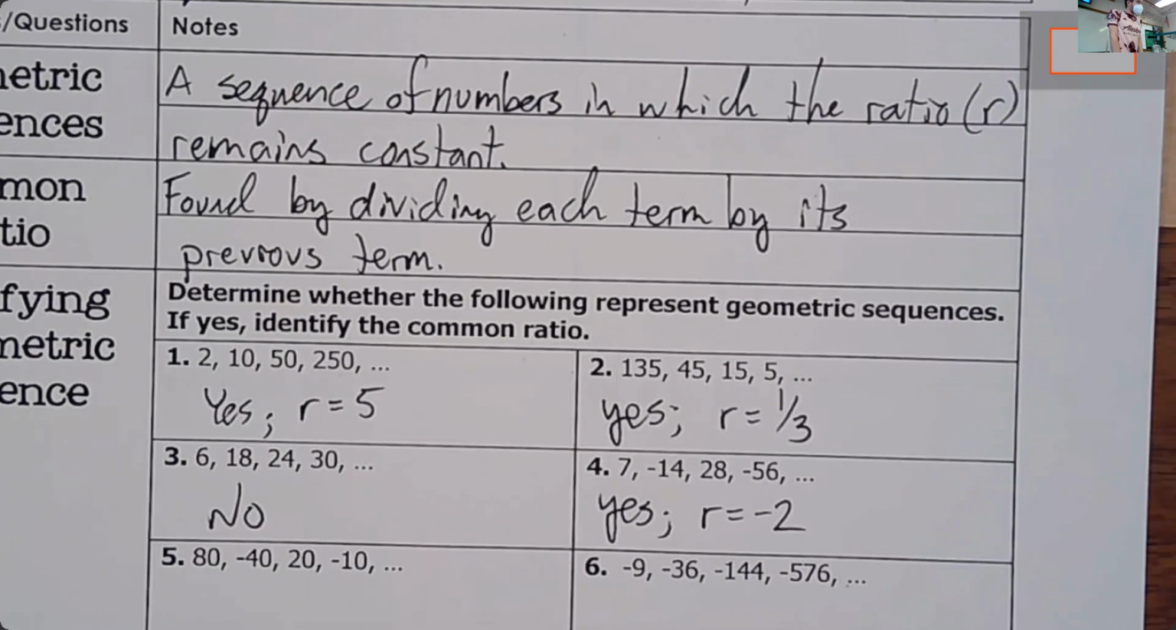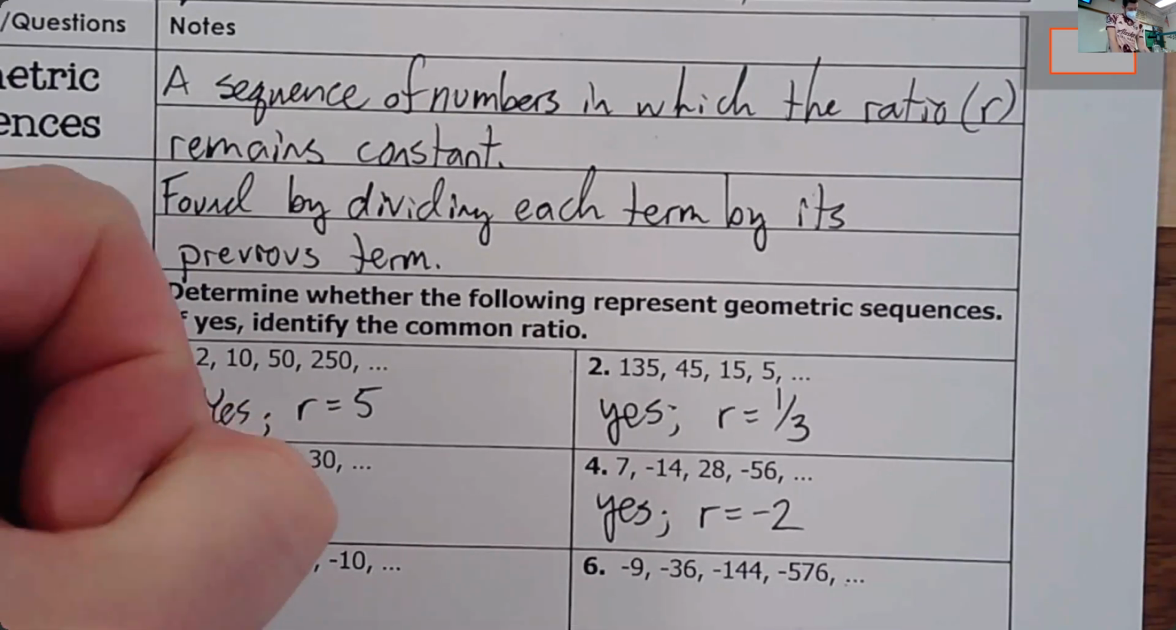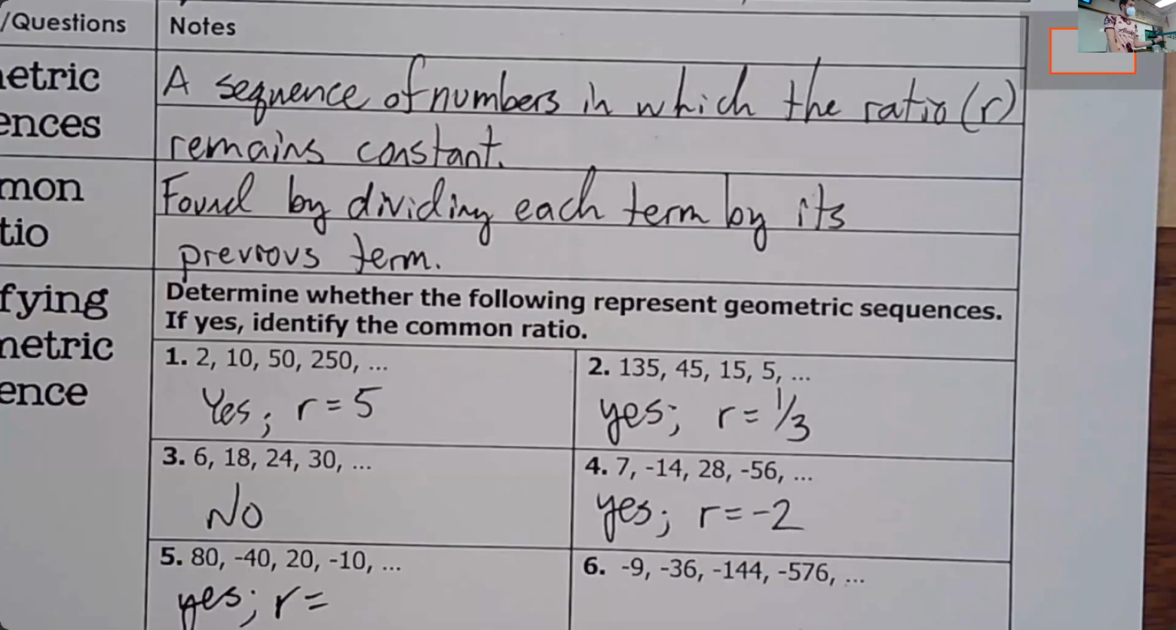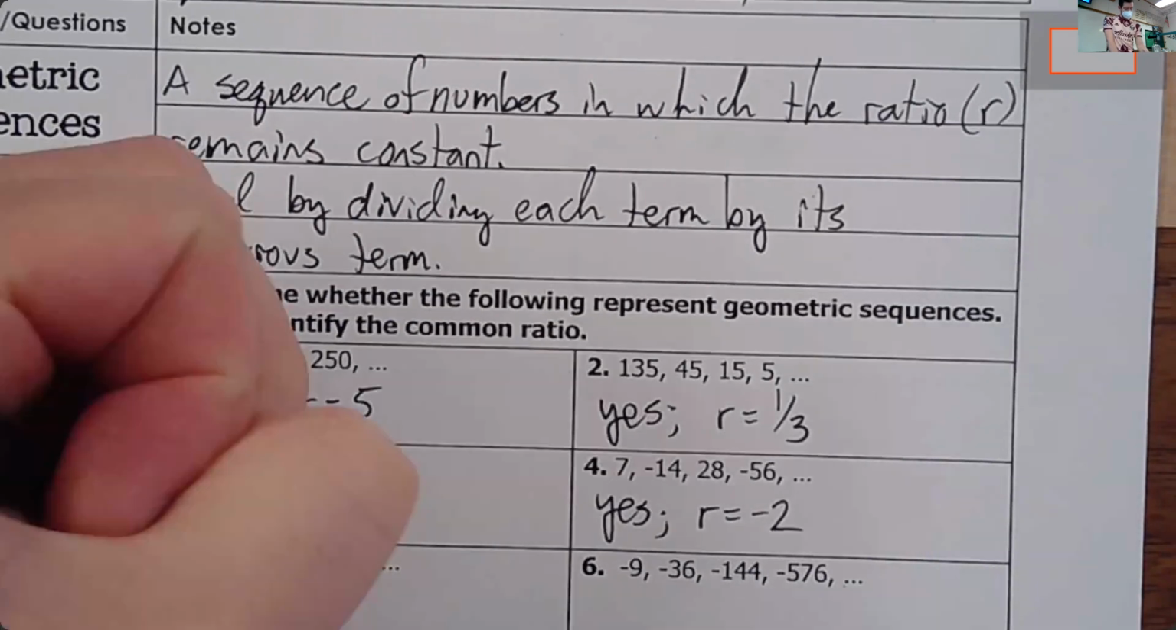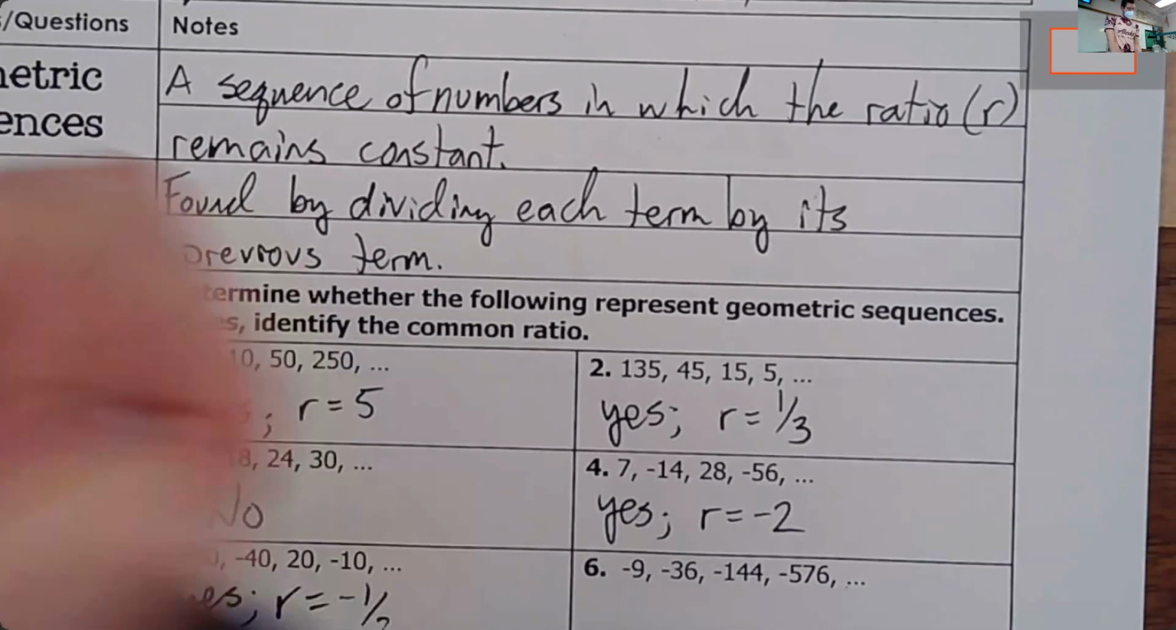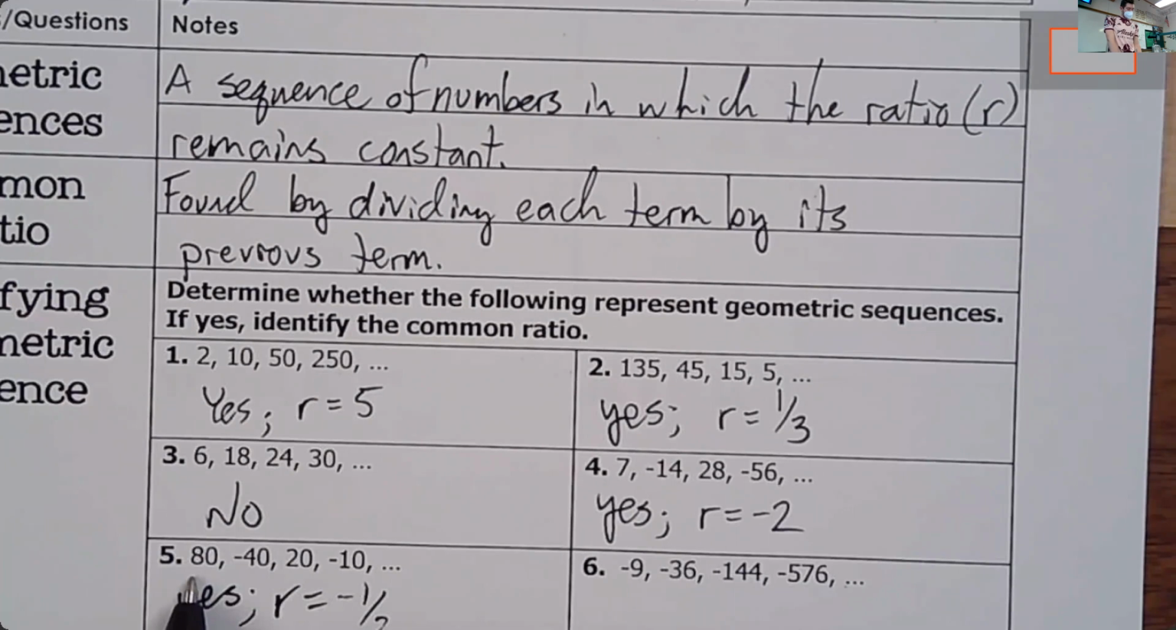Problem number 5, what do we think? Yes or no? Yeah, I see some nodding, good. Yes, this is a geometric sequence. And what is the R value, the common ratio? What do we get here as a fraction? Negative 1/2, good. Negative 40 divided by 80 is negative 1/2. 20 divided by negative 40 is negative 1/2. Negative 10 divided by 20 is negative 1/2.